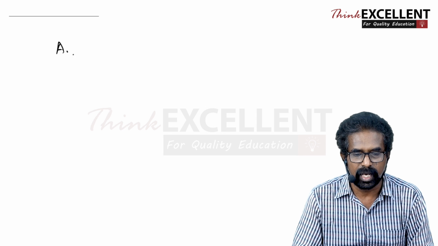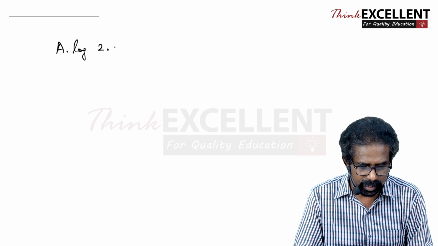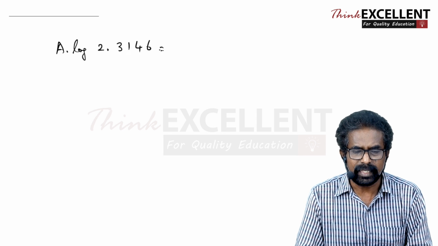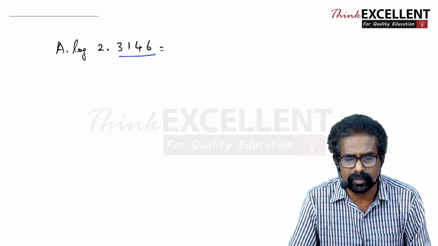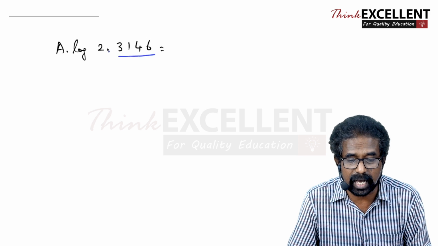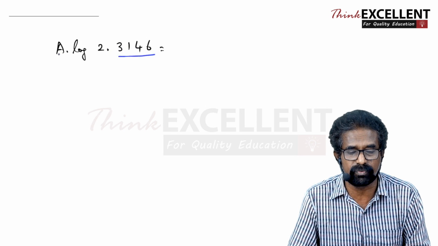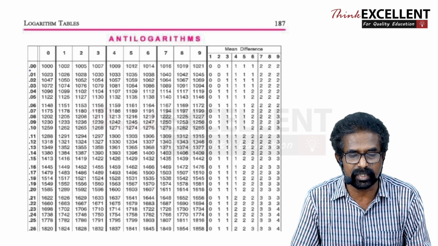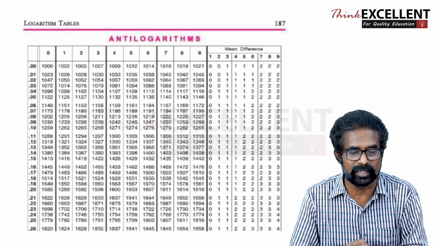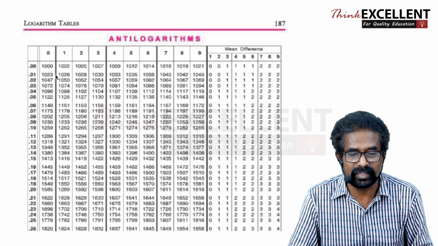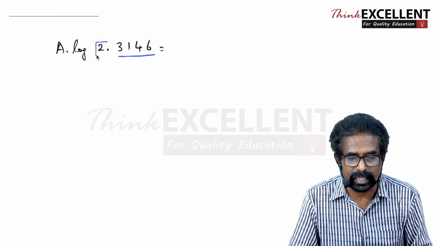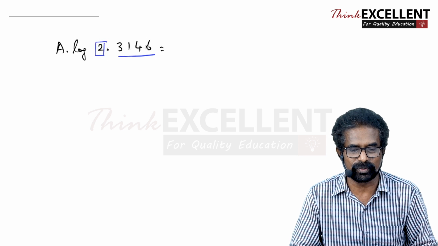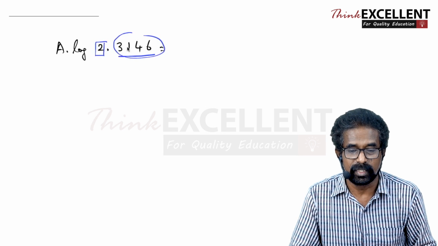Suppose my question is anti-log, in short you can write like this, anti-log of 2.3146. Anti-logarithm you find only for the numbers after the decimal, 0.3146. If you take the anti-logarithm, it starts with the point only. Here also you can find 4 digits. The question is 3146. Don't worry about the characteristic, I'll tell you what its use is. We are finding anti-log only for this part.